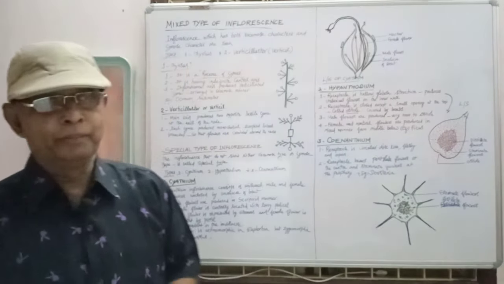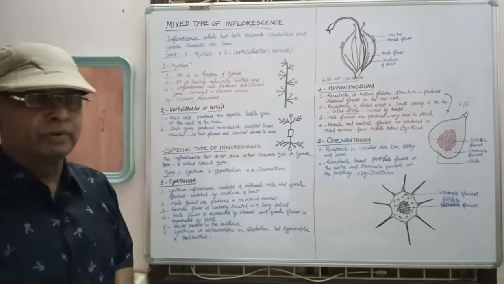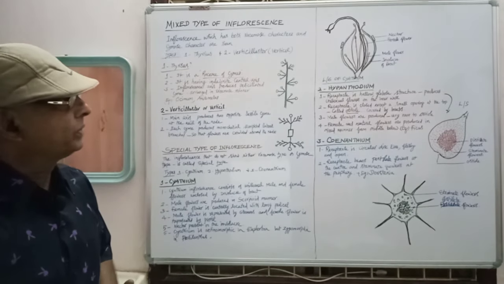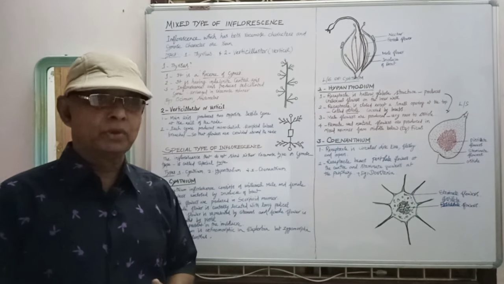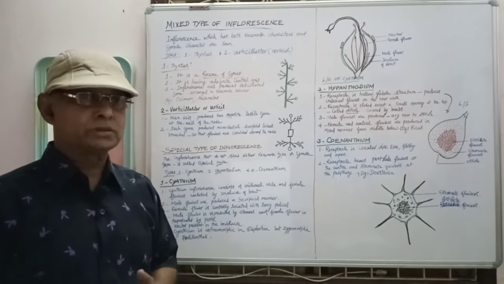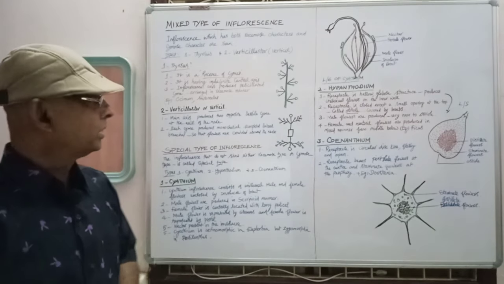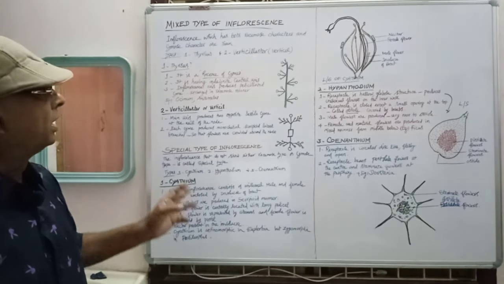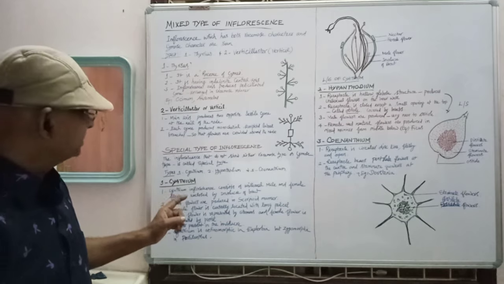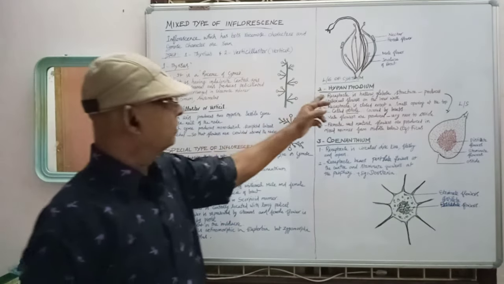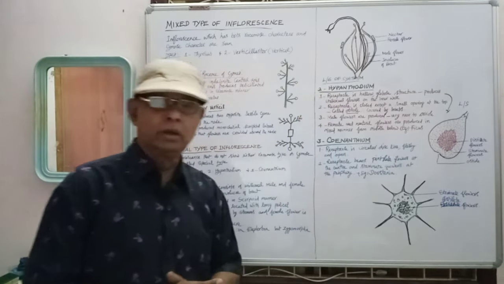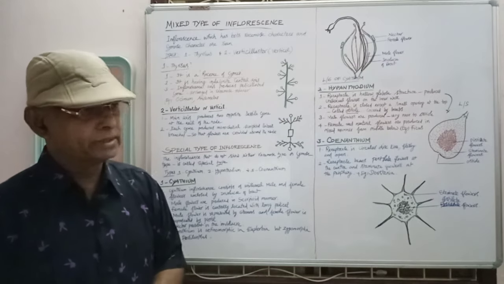So today we have seen mixed type of inflorescence and special type of inflorescence. In the mixed type of inflorescence, two types, thyrsus and verticillate. In the special type of inflorescence, there are three types we have seen. One is cyathium, second one hypanthodium, third one coenanthium. That's all today's topic. Thank you.